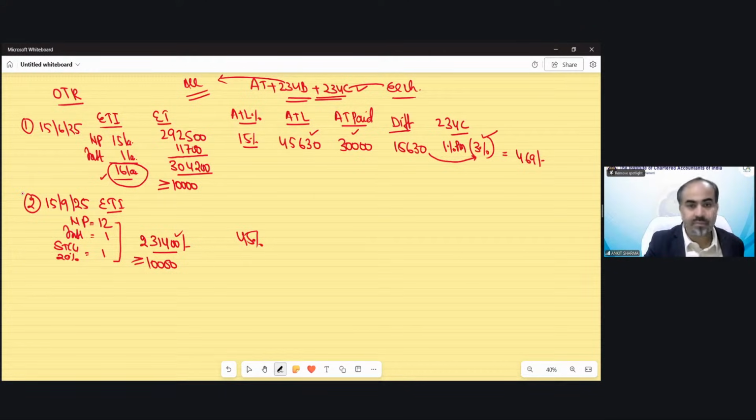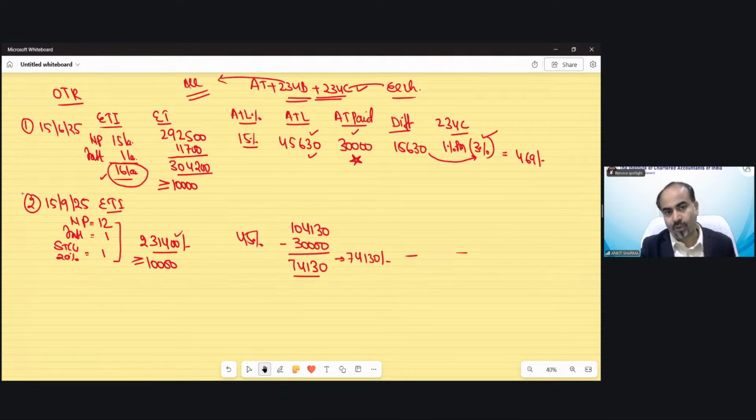45% of this. So 104130. Now we do need to deposit this, but actually we deposit only this value. So only this is going to be reduced for the purpose of balance advance tax needing to be deposited. This is 74130 we have to deposit. And assume we have deposited the full value on this date, 74130. So there is no shortfall. There would not be any interest on the second installment. Understood?